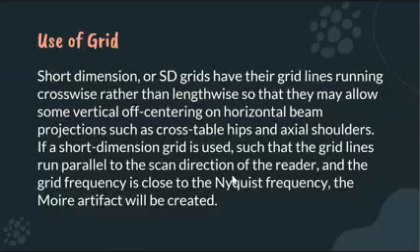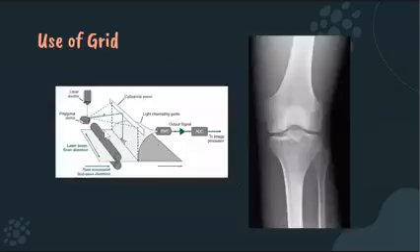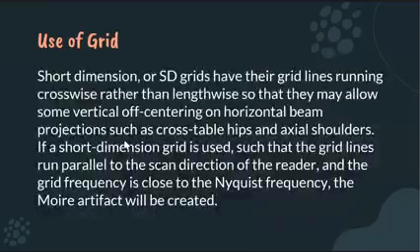It will overlap with the Nyquist frequency of the reader. Remember that your reader, or the laser, runs in this direction. If your SD grid also runs in this direction, there is overlapping of the Nyquist frequency and the frequency of the lead strips in the grid. If that happens, there is what we call the Moiré artifact.